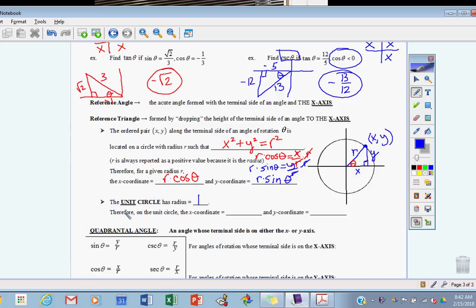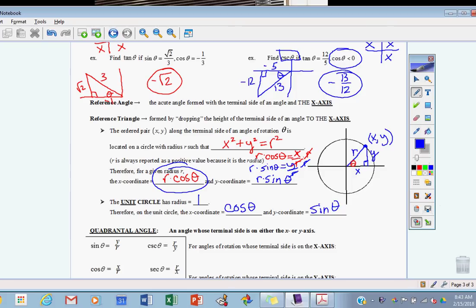Now think about this real quick. On the unit circle, the x-coordinate, which was r times cosine theta, is literally cosine theta. So the x value of this ordered pair will be the value of cosine theta. And the y-coordinate, if we put a 1 in there, is simply sine theta.